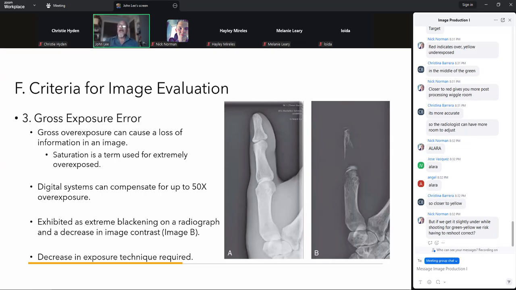Gross overexposure errors cause a saturation of the detector and we get a loss of information. Like I said, digital systems can compensate for up to 50 times an overexposure. This one is more than 50 times the overexposure. In fact, anatomy's been lost. In a chest X-ray or an abdominal X-ray, if we oversaturate that anatomy, we run the risk of burning through pathology and having it not be appreciated by the radiologist at all because we burned through it.